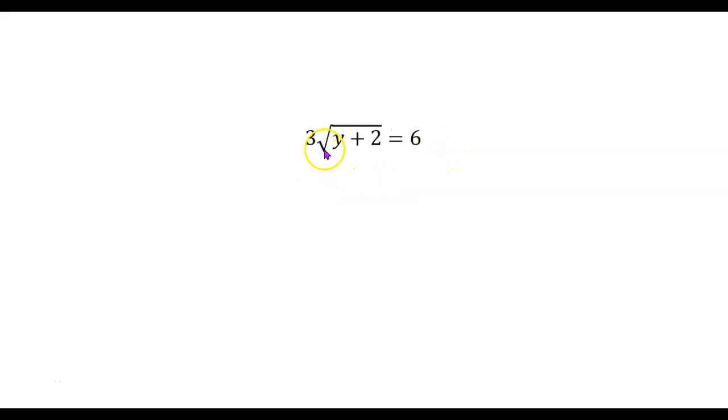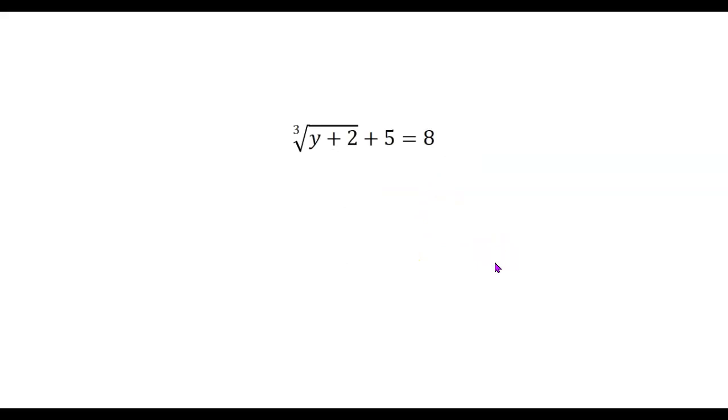Next example, 3 times the square root of y plus 2 equals 6. We need the square root by itself. Right now it's 3 times the square root, so we undo the 3 times by dividing both sides by 3. Square root of y plus 2 equals 2. Now we undo the square root by squaring both sides. Y plus 2 equals, and then 2 squared would be 4. And then subtract 2 on both sides, and we get y equals 2. And we're done. 2 plus 2 is 4, square root of 4 is 2, 3 times 2 is 6.